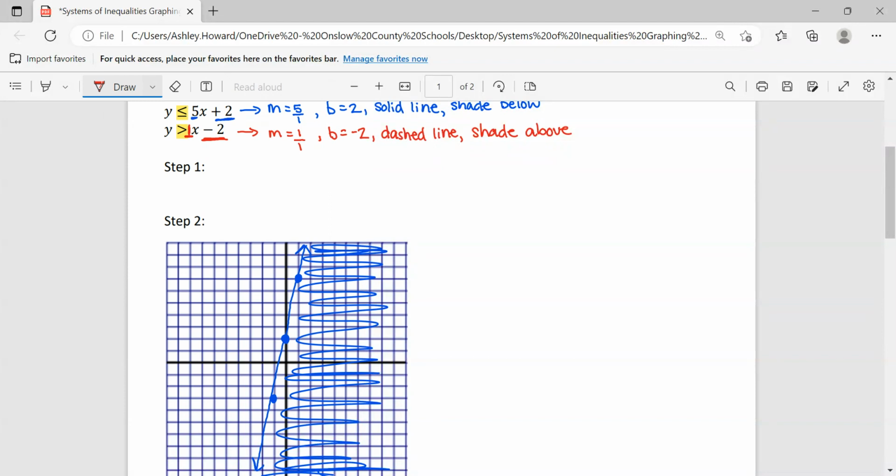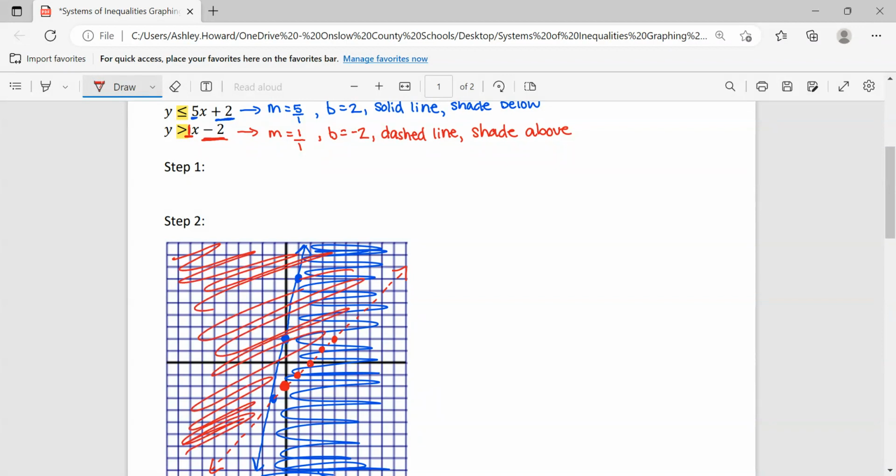So the y-intercept for that one was -2. My slope was 1, so I'm going to go up 1 over 1, up 1 over 1, and I can put as many dots on there as I want to help me make a straight line. And then remember, this one's going to be dotted. So it's not going to be connected because it does not have an equal to sign underneath. Okay. And then for that one, we shaded above the line. So we're going to be shading in this direction.